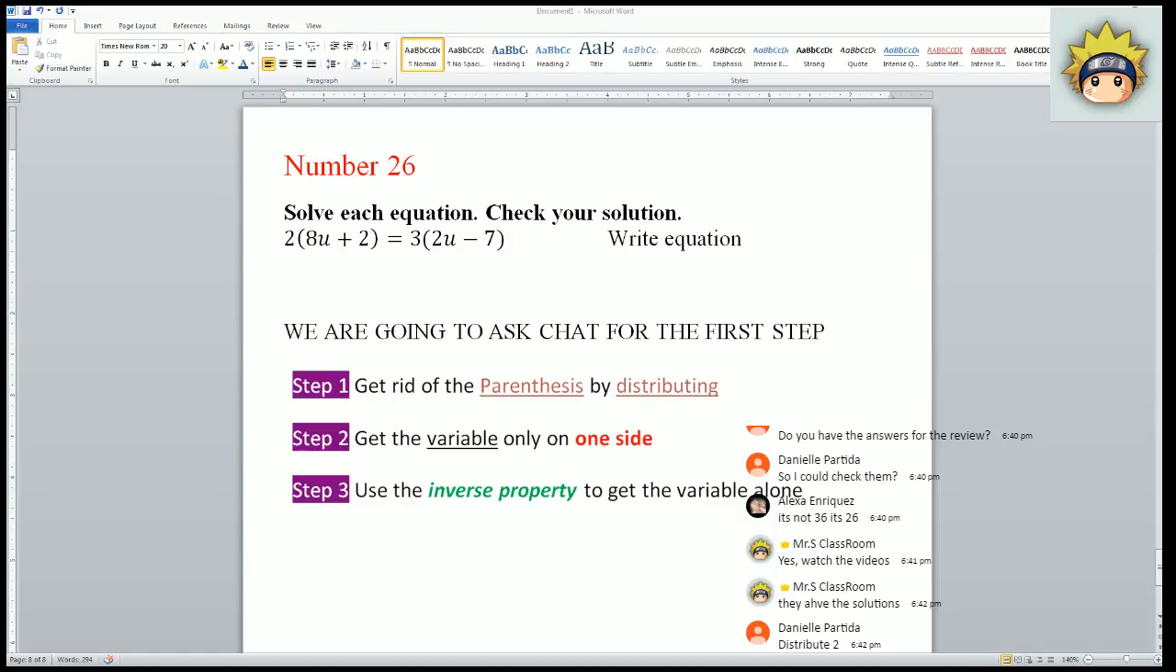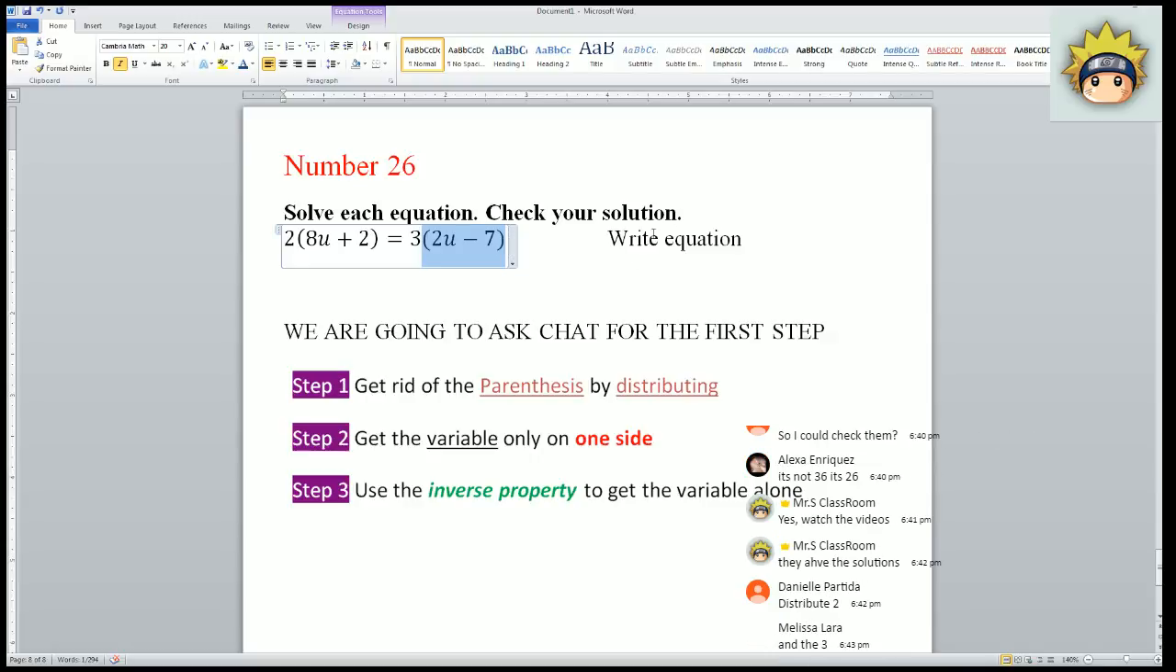Distribute the 2. Correct. Wait, anything else? Okay, let's distribute that 2. Is that the only thing? Is distribute the 2 the only thing? No, right? There are 2 parentheses. There is this parentheses, then there is this parentheses. So you have to distribute both things. Yes, right? Distribute the 2 and the 3. Okay?